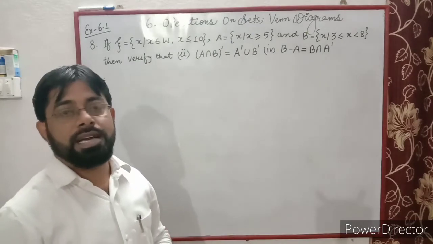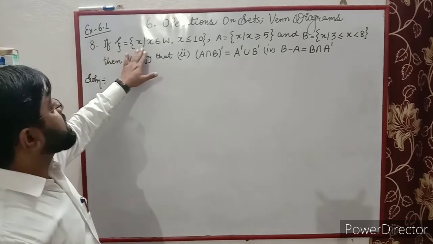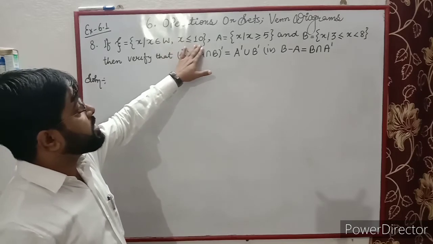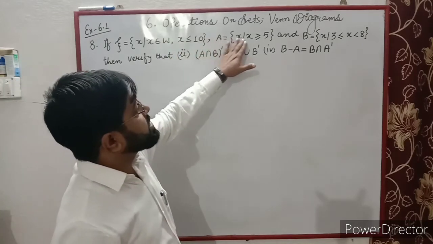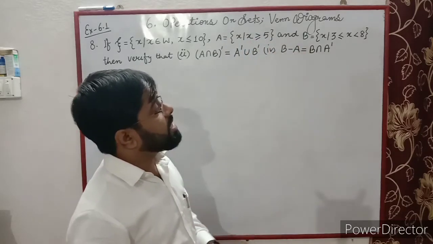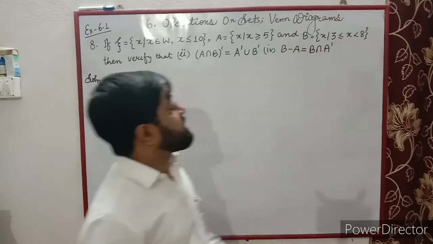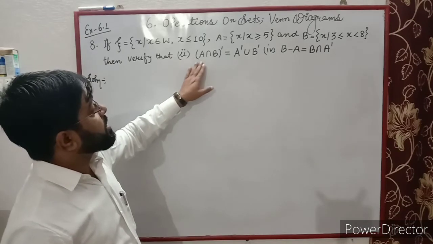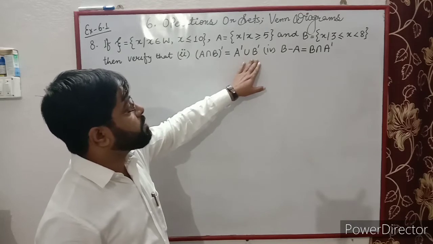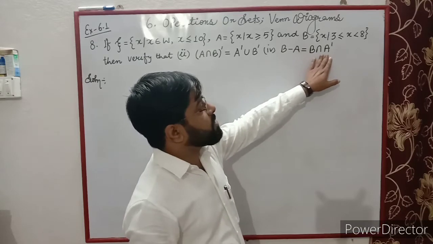Today we will continue exercise 6.1, question number 8. If the universal set is equal to {x such that x belongs to whole numbers and x is less than or equal to 10}, set A is {x such that x is greater than or equal to 5}, and set B is {x such that x is greater than or equal to 3 and less than 8}, then verify that second, complement of A intersection B is equal to complement of A union complement of B. Fourth, B minus A is equal to B intersection complement of set A.